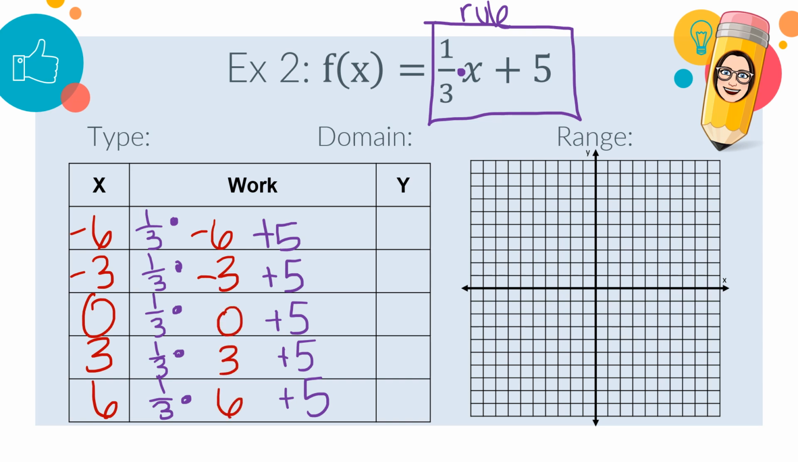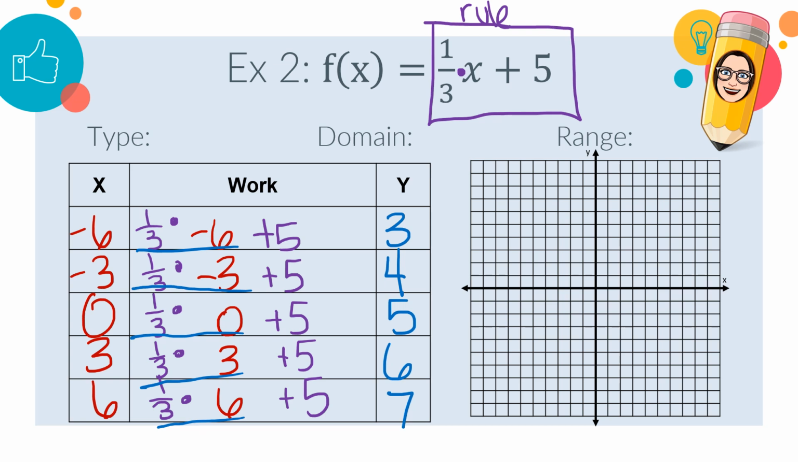All right, let's calculate. Negative 6 times 1/3, or negative 6 divided by 3, is negative 2. Negative 2 plus 5. Negative 3 divided by 3 is negative 1 plus 5. 0 times 1/3 is 0 plus 5. 3 divided by 3 is 1 plus 5. 6 divided by 3 is 2 plus 5. And look at that nice pretty pattern we have there, right?